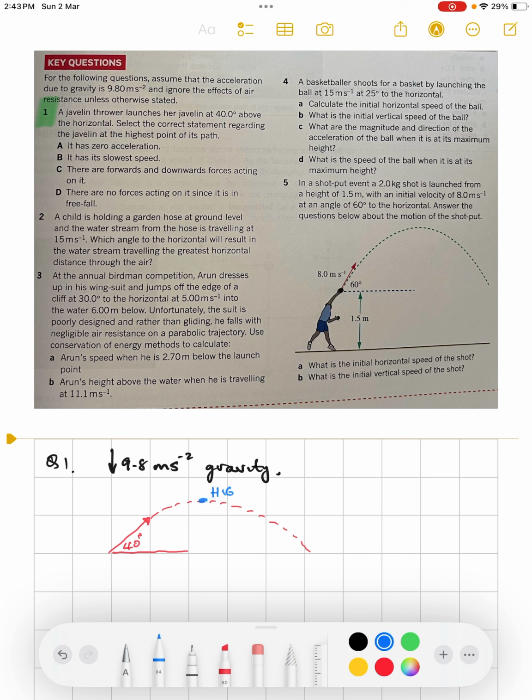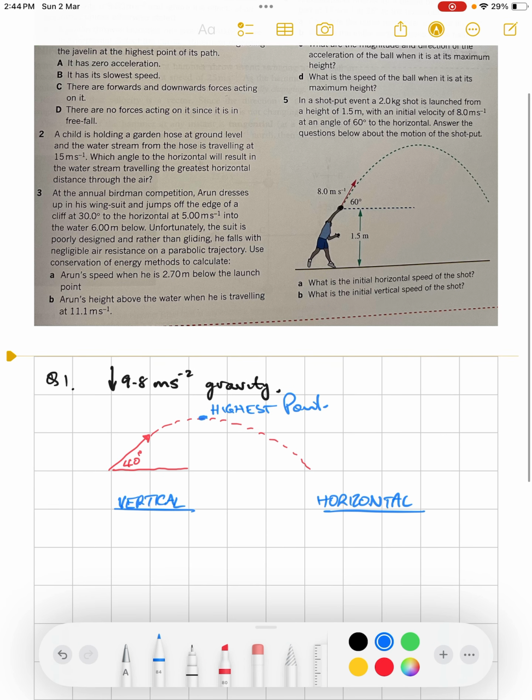So here's the highest point, and let's see what we've got. We've got a vertical and we've got a horizontal. I like spelling it out so that you can have a look at the vertical. We've got some initial velocity, V. And we know that the acceleration is down at 9.8 meters per second squared. Acceleration is 0 meters per second squared in the forward direction.